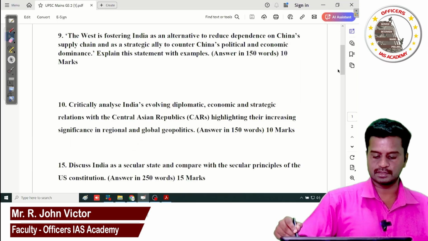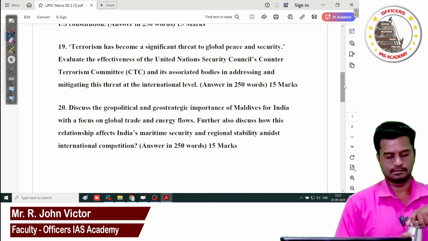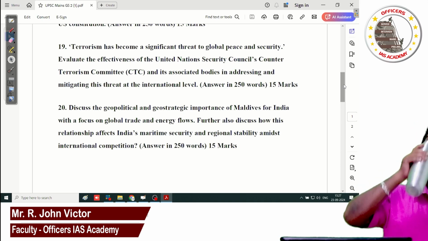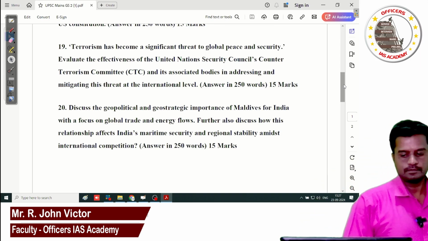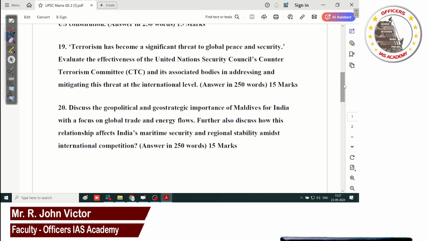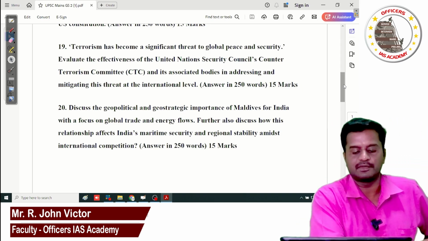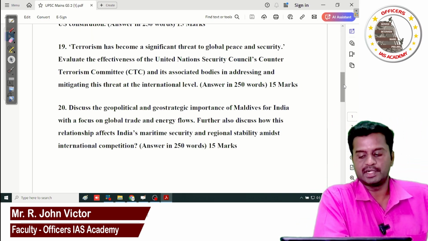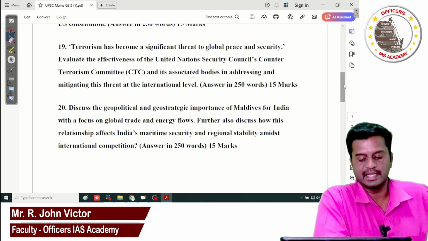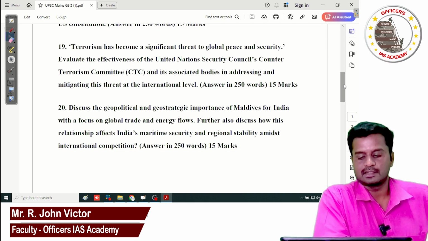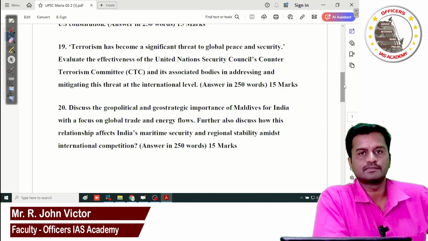We will now solve the next question. Question number 19. Terrorism has become a significant threat to global peace and security. Evaluate the effectiveness of the UNSC's Counter-Terrorism Committee and its associated bodies in addressing and mitigating this threat at the international level. This is a 15 marker, 250 words question. So we have to give more content. You should roughly write for 2.5 pages, but the steps are the same.